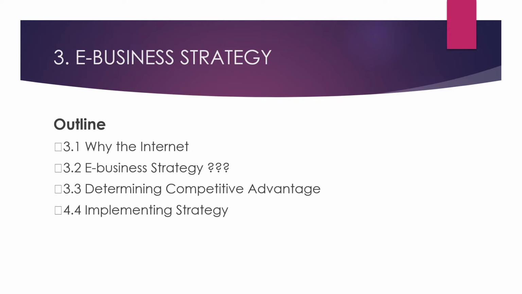strategy. The outline for this will be: the first is why the internet. The second would be e-business strategy. The third is determining competitive advantage. And the fourth one will be implementing strategy.